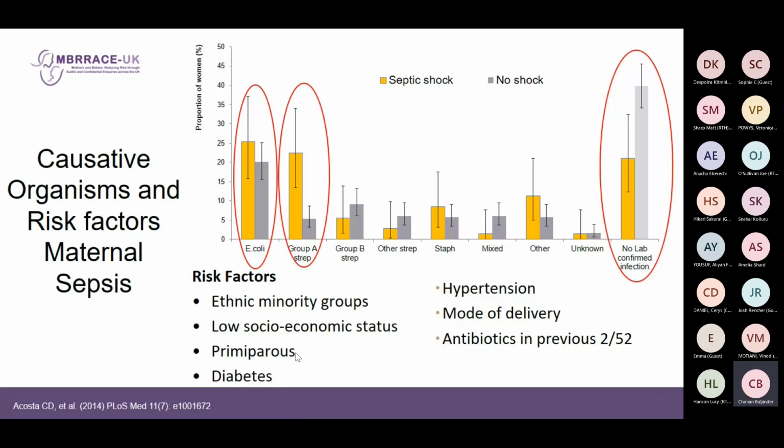I was just reading my notes as well. Group A strep apparently is associated more with early pregnancy and then peripartum causes of sepsis, whereas coliforms are associated with second trimester ascending infections, so things like UTI and pyelonephritis. I guess that kind of makes sense as well. Okay. But yeah, this is true. A lot of the time we have no lab confirmed diagnosis, which is always a little bit frustrating.